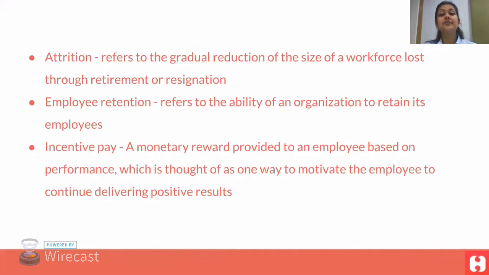Incentive pay. Incentive pay is a monetary reward that is provided to an employee based on his performance. And it is actually a way to motivate the employee so that he continues to deliver positive results. So sometimes, if somebody is doing really good, you pay him some incentives in order to motivate that employee.